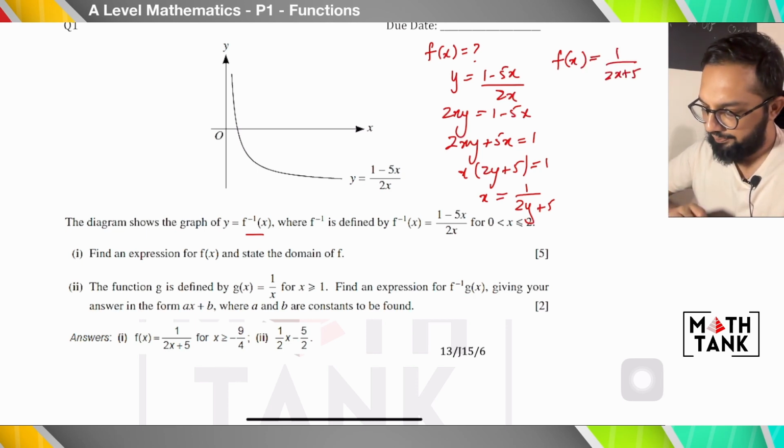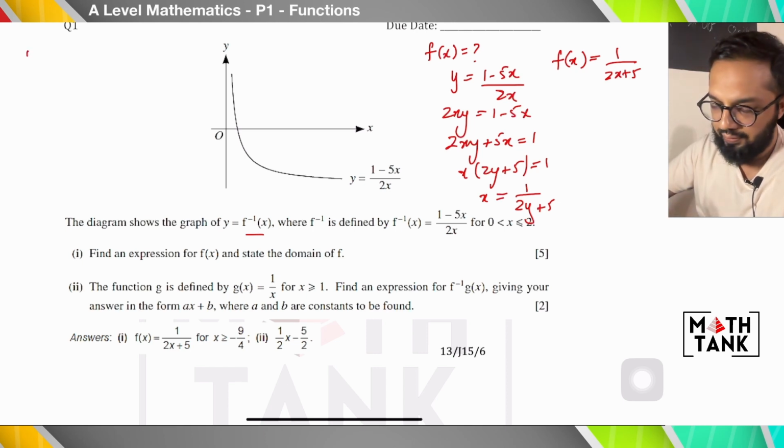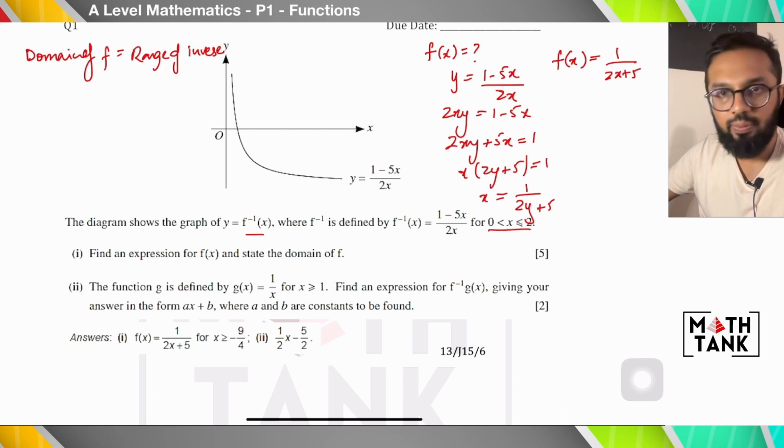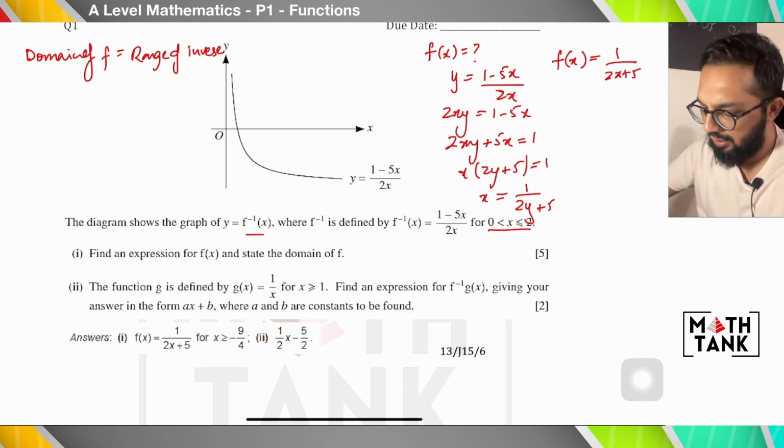Then it says state the domain of f. So the domain of f is equal to the range of the inverse. I can see in this question that the inverse itself had a domain which was between 0 and 2. This function was at 0, it seems to be going to infinity, so I can say that the range of the inverse is y is less than infinity.